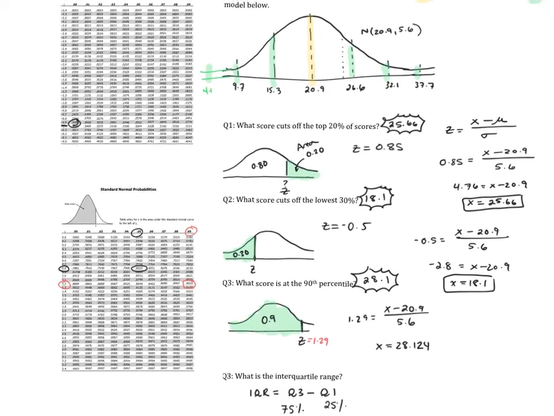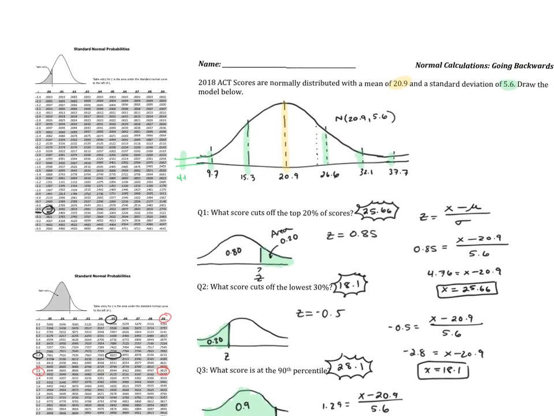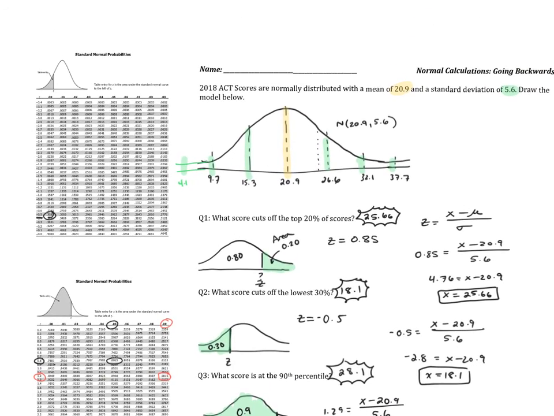So that's kind of working backwards. What do you do if you're given a percentage, which corresponds to an area on the normal curve, and you need to find a z-score, which you will then convert to that unstandardized score, whatever the context of the problem is, birth weight, ACT score, height, whatever.